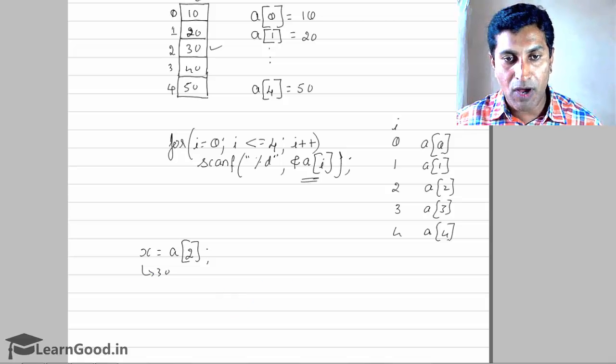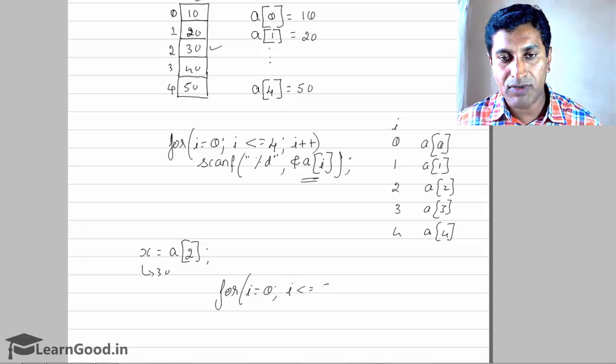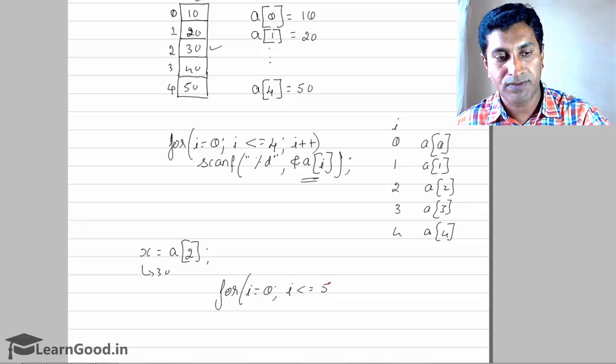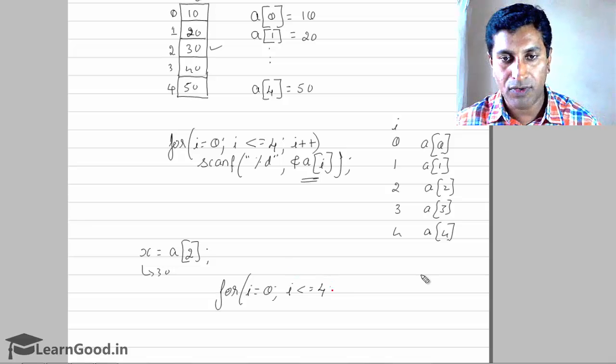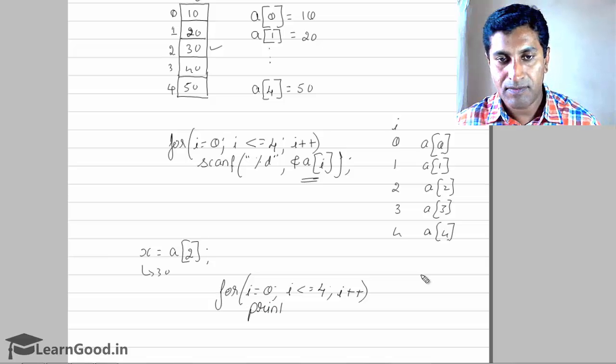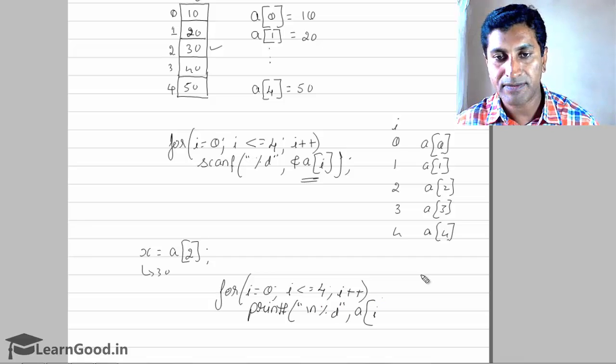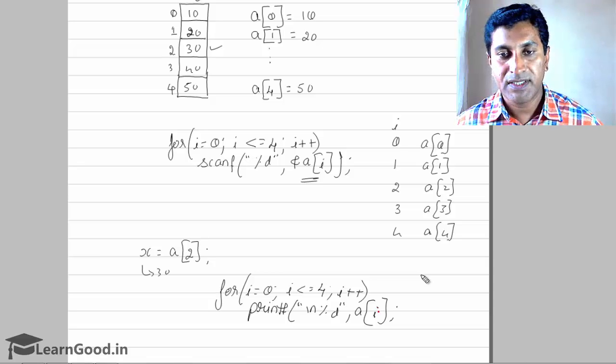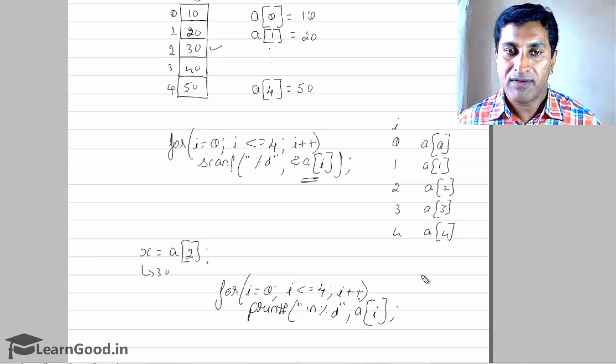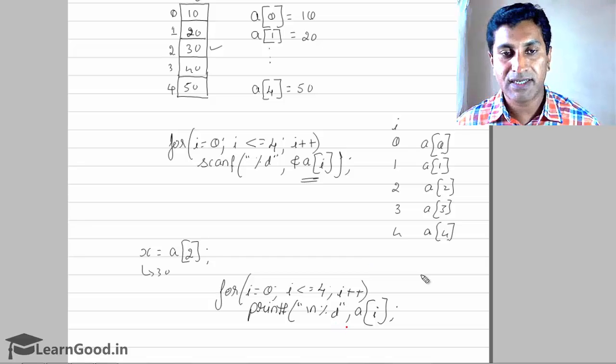Or else if you want to display all the array elements, then you can again take a loop for generating natural numbers, that is index numbers, starting from 0, i less than or equal to 4, and then i plus plus and printf, \n %d, then you give A of i. So this is how we can store and access the data from an array.